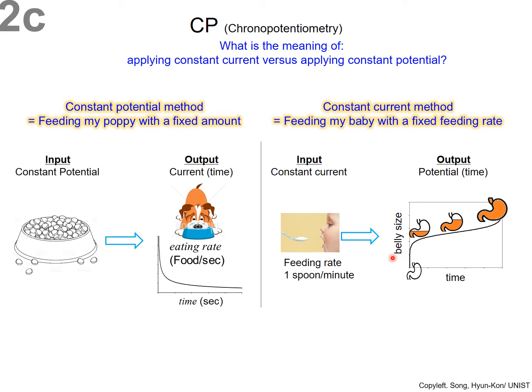In this constant current method, I have controlled the feeding rate. Actually, I have fixed the feeding rate for my baby. Then I have checked the belly size, or potential, over time. Those are the differences between the constant potential method and constant current method. Again, the constant potential method is like feeding my puppy with a fixed amount of food. However, the constant current method is like feeding my baby with a fixed feeding rate of food.